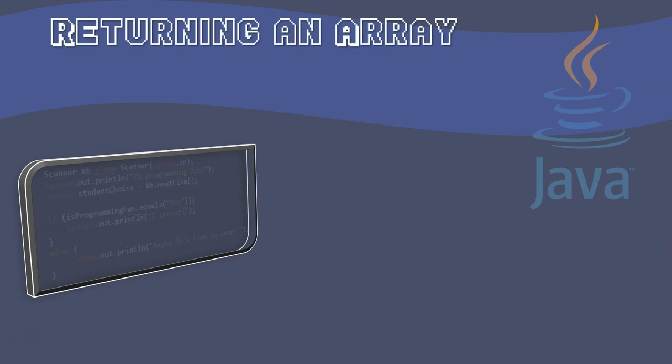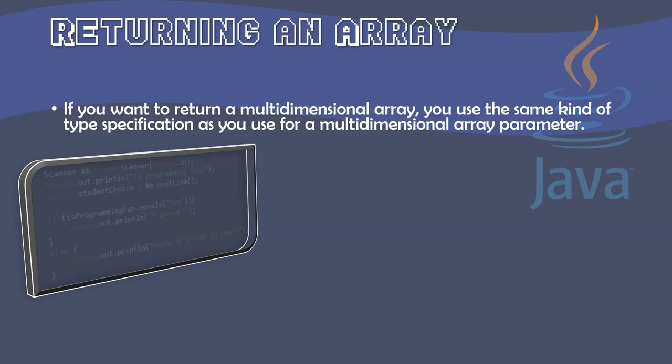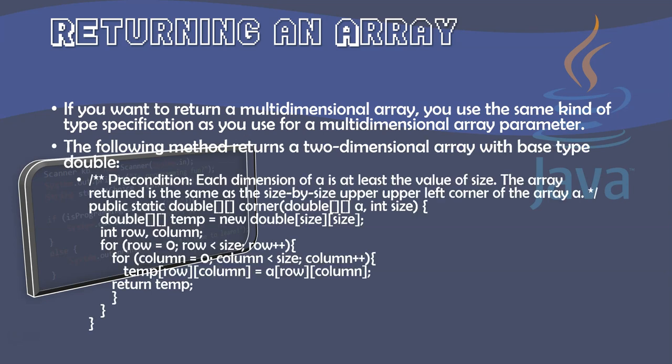But what if we wanted to return an array? What if we wanted to get that value back out? Well, if you want to return a multidimensional array, use the same kind of type specification as you would for a multidimensional array parameter. So if we look at this example, you can see we're putting public static double[][] corner, and we're feeding in a double array A, and then also a size.